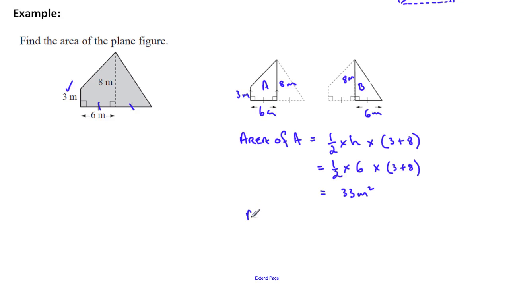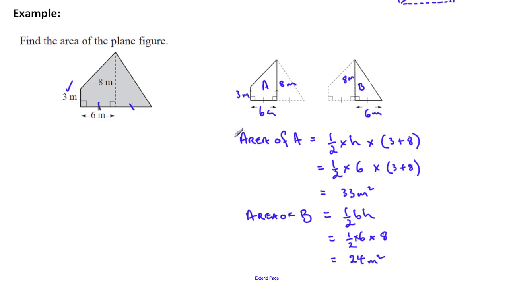The area of B is a triangle. And so we know the formula for a triangle is half times the base times the perpendicular height. And in this case, our base is 6. I'll put a times in here. Our height is 8. 6 times 8 is 48. Half of 48 is 24. So we've got 24 square meters.